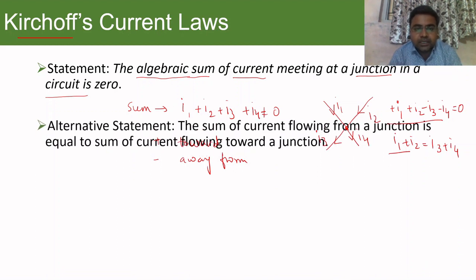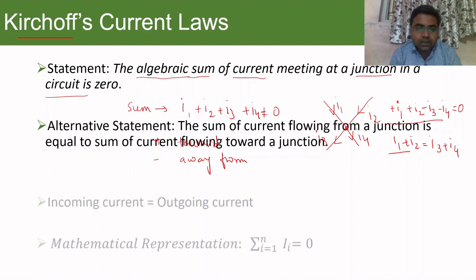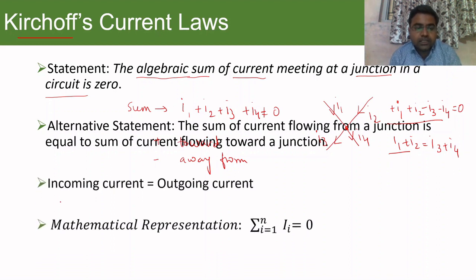The alternative statement is that the sum of current flowing from a junction is equal to the sum of current flowing toward the junction. In the other way, incoming current equals outgoing current. And if you take the algebraic sum of current at a particular junction, this will be 0. This is all about Kirchhoff's current law.